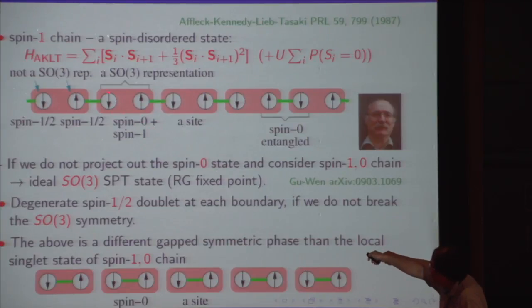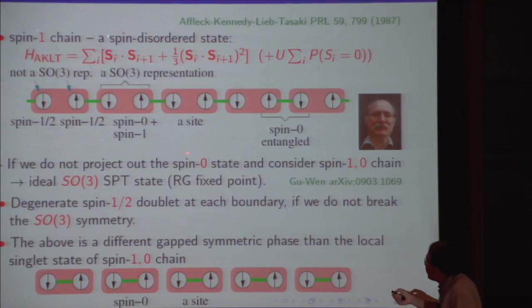Once you build this wave function, you can project out the spin 0 sector in each side. You get a spin 1 state. And this spin 1 state happens to be the exact ground state of this AKLT Hamiltonian, where we add this four spin term. So that puts the Haldane phase on a very solid, exact footing. That's precisely the ideal wave function.